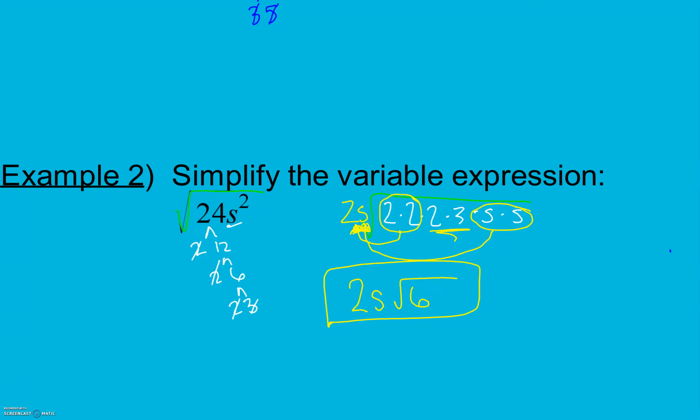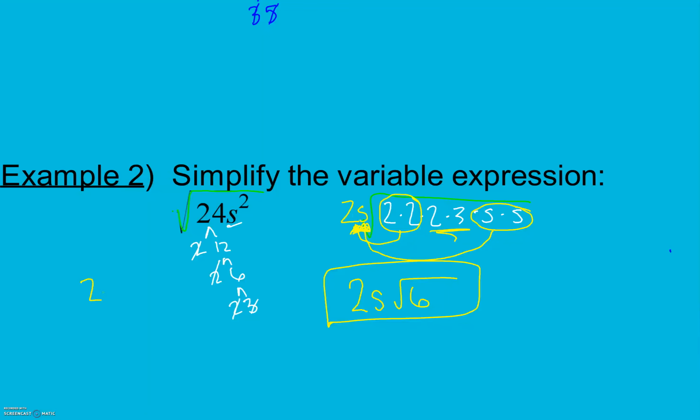So if I take the square root of 24, I get approximately 4.9. If I take 2 times the square root of 6, I also get approximately 4.9. So my values are the exact same, which means these are equivalent expressions. They're just written a little bit differently, and we have no more perfect squares we can take out.